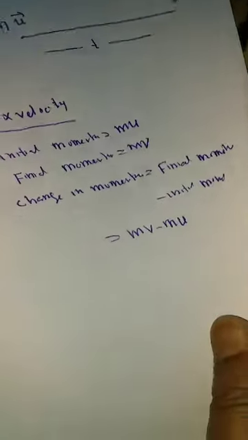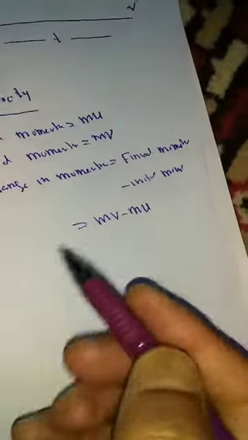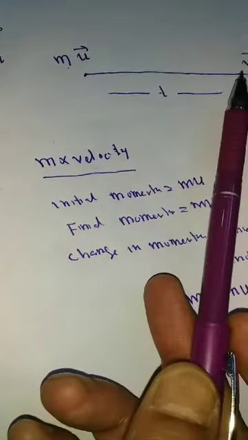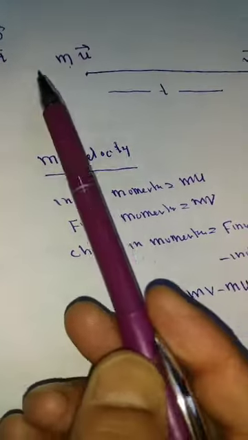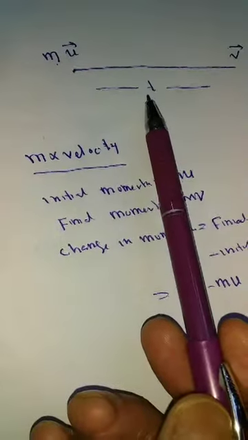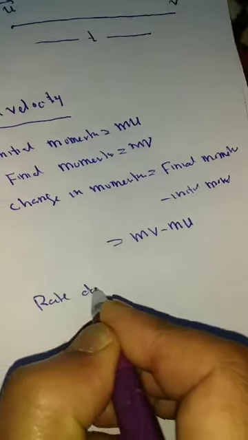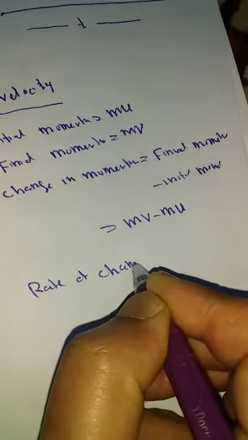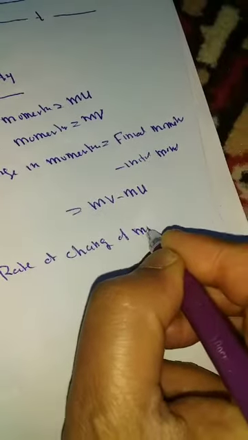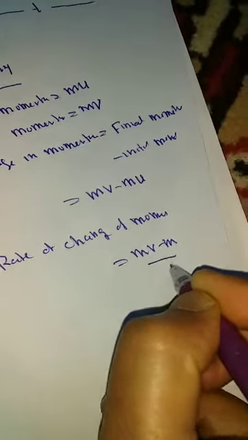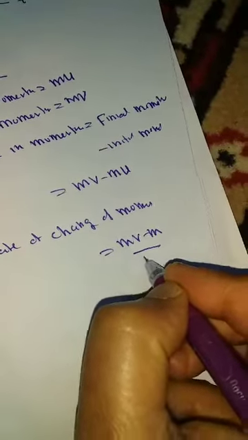If I say rate of change of momentum, the initial momentum was mu and the final momentum was mv. The change in momentum takes place by the change in velocity, and the velocity changes during the interval of time t. That means the rate of change of momentum is equal to mv minus mu divided by t.